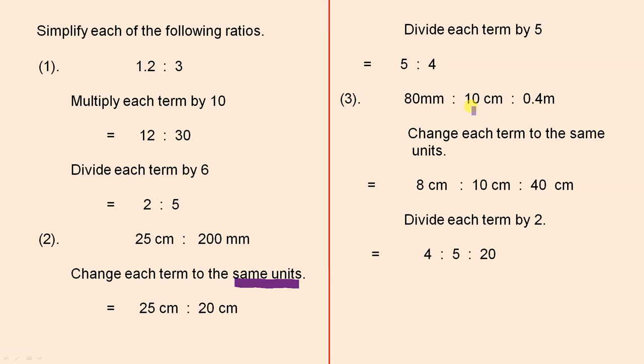We have this ratio here. Change each term to the same units. So that gives us 8 centimetres. There's our 10 centimetres. And that gives us 40 centimetres. So we divide each of those by 2, which gives us 4:5:20. Remember, you do not have to have the units because all the units are the same. So that's why when you write the answer, you don't have to write the units down.